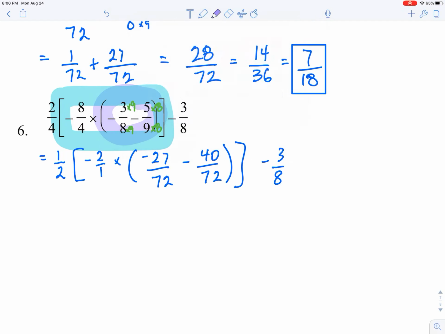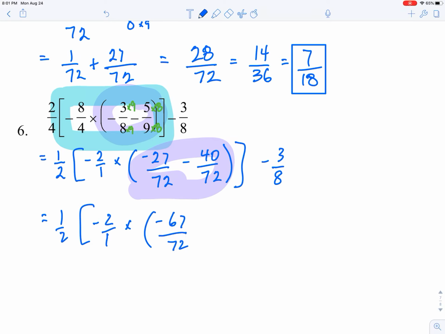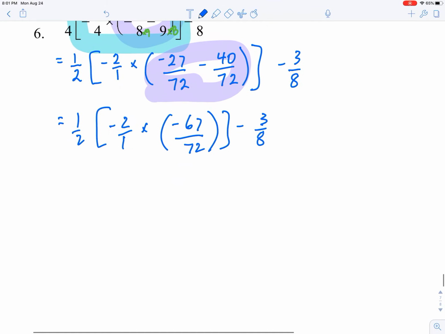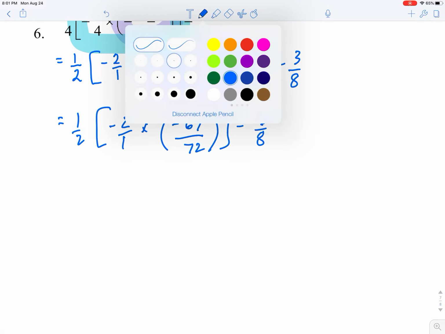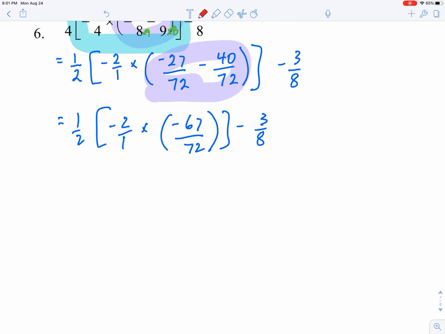So I'm still doing first this purple. 1/2 out front, minus 2 over 1, times. I've got both minuses up top. Minus 27 minus 40 is going to give me minus 67 over 72. And then that whole thing is minus 3/8. Timesing, I don't need a common denominator. And in fact, because it's timesing, I can cancel.